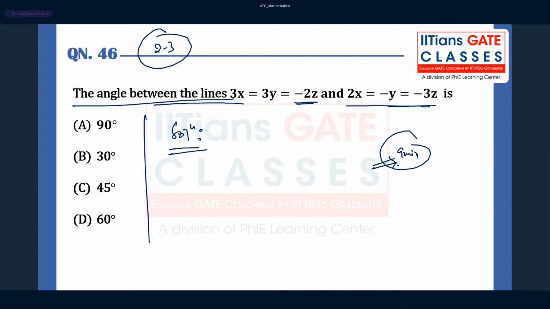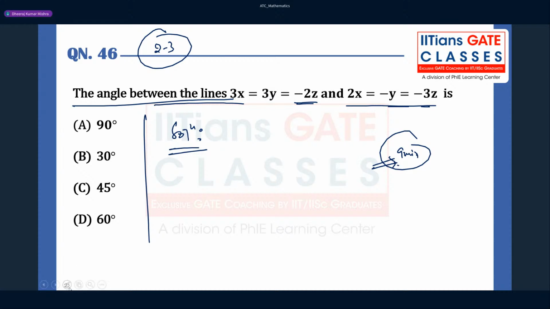Please try this question, guys, and tell me the answer. The angle between these lines: 3x = 3y = minus 2z and 2x = minus y = minus 2z. So how to find this? You have to find the direction ratio. Once you get the direction ratio, you can get the answer very quickly.